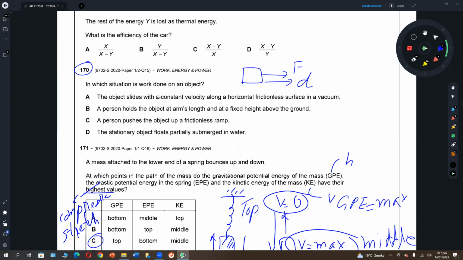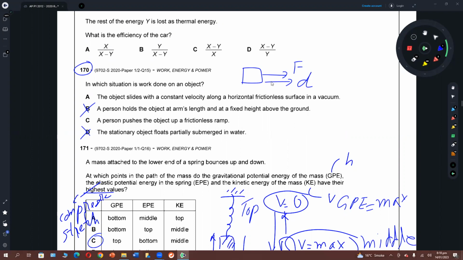For these questions, read all the options carefully. The object slides with a constant velocity along a horizontal frictionless surface in a vacuum. The person holds the object at arm's length and at a fixed height above the ground. I had discussed this example in the theory class also: if you lift a load and stand, physics will say you're not doing any work because there is no displacement. Work is done when there is some displacement. A person pushes the object up a frictionless ramp. This can be work. The stationary object floats partially submerged in water. This is not work because the displacement is not in the direction of the force. Okay, now there is a tie between A and C. The object slides with a constant velocity along a horizontal frictionless surface in a vacuum.